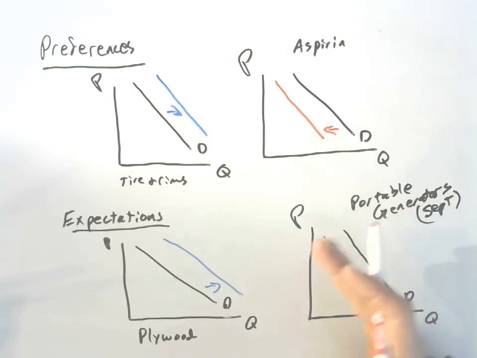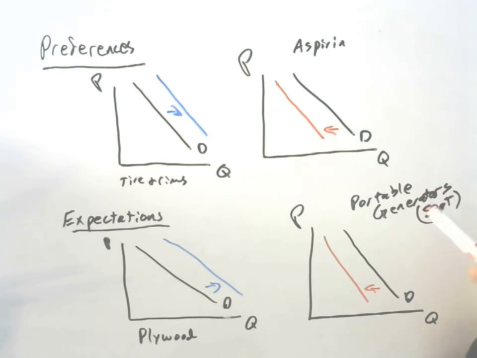So you'd see the demand for portable generators in early to mid-fall, just before winter, shift to the left. Why? Because the expectation of a harsh winter has fallen.